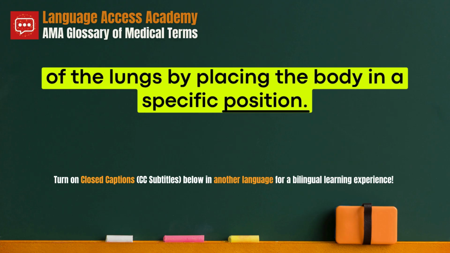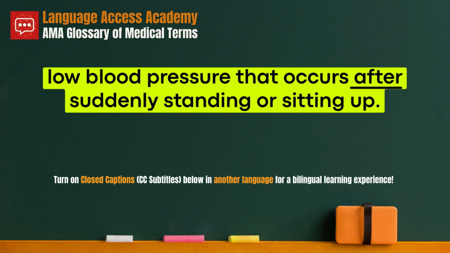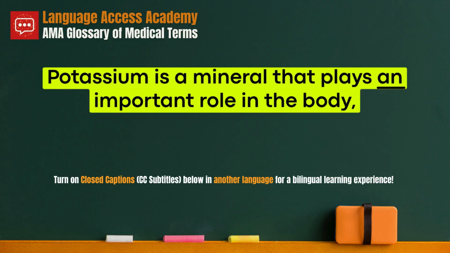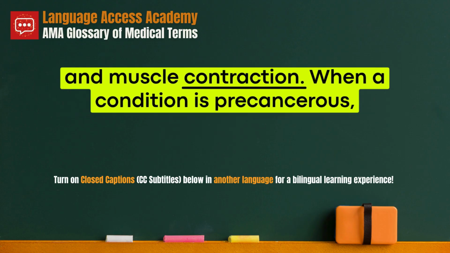Postural hypotension is unusually low blood pressure that occurs after suddenly standing or sitting up. Potassium is a mineral that plays an important role in the body, helping to maintain water balance, normal heart rhythm, nerve impulse conduction, and muscle contraction.